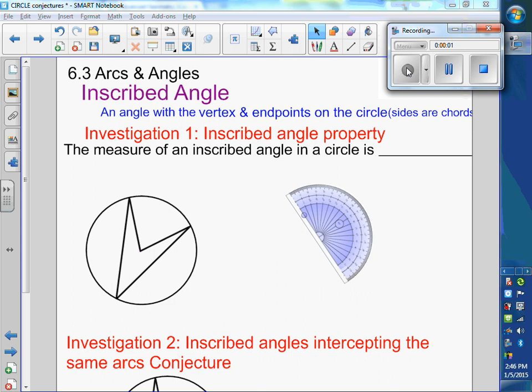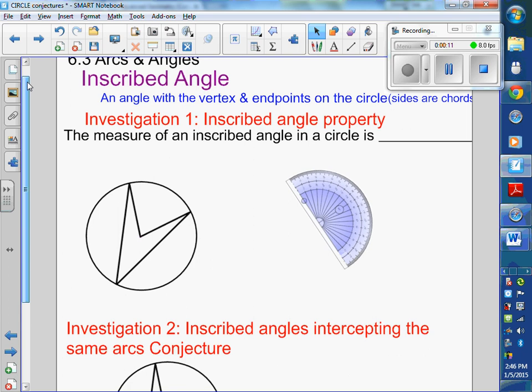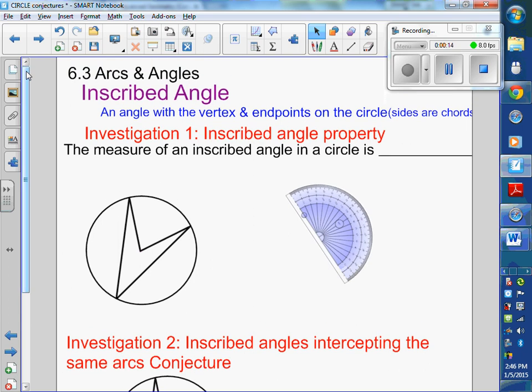We're going to begin notes for section 6.3, looking at arcs and angles and how to find the measures of one or the other. If you look in your book, there are 5 investigations in this section, and the first one is relating the inscribed angle to the arc that it intersects. Just a reminder from our previous section, this angle that I'm tracing here is an inscribed angle, and it intercepts this arc.